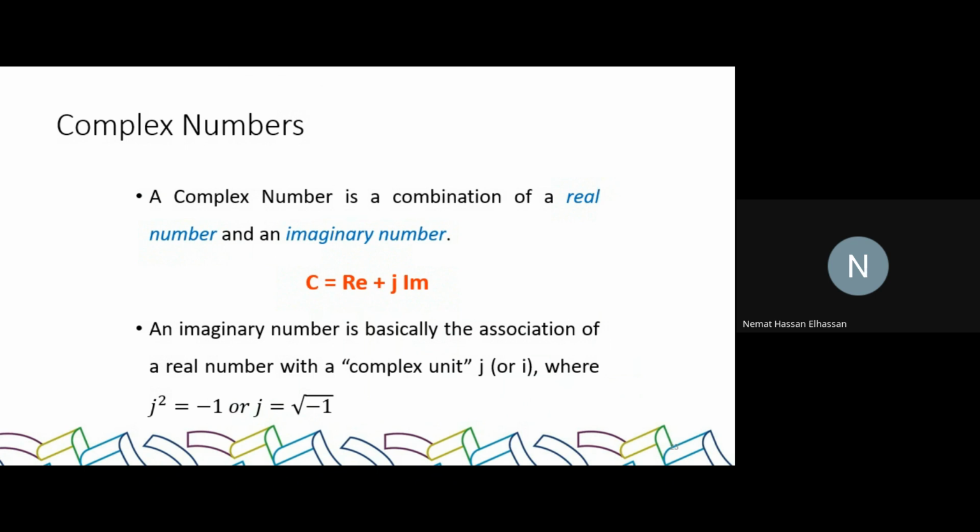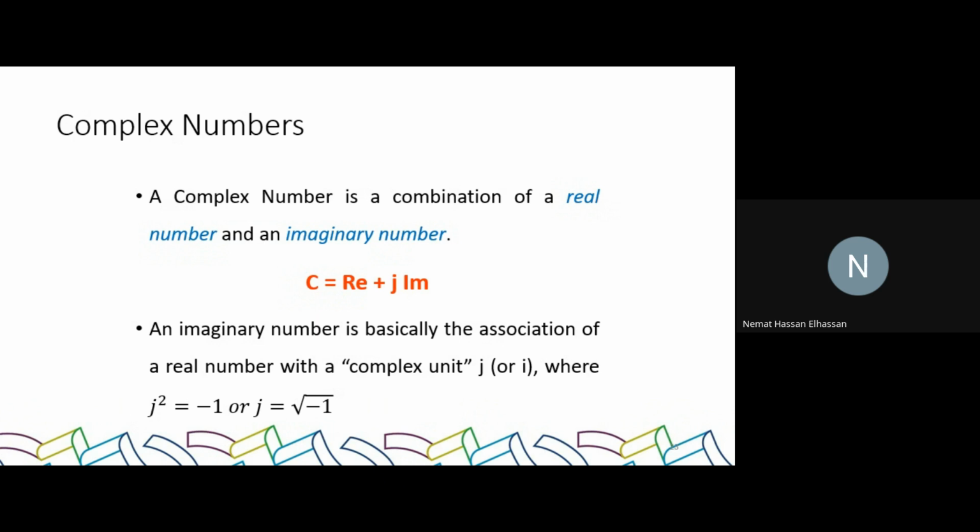Okay, now let's have a quick recap of complex numbers. Just to remind you, we have natural numbers, which are 1, 2, 3, 4, full numbers without fractions. We have real numbers, which can be fractions, 1.2, 1.5, negative 6, negative 0.015, and so on. And then we have complex numbers, which are a combination of a real and an imaginary number.